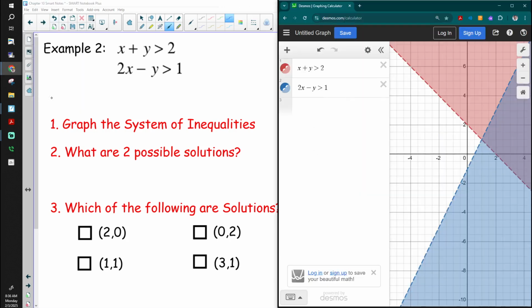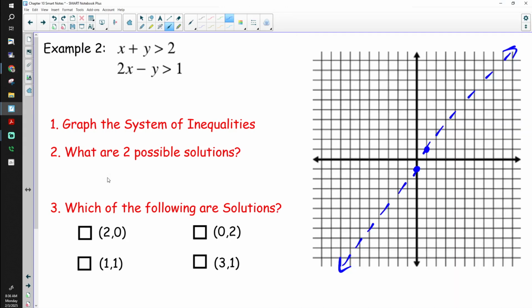Dotted line, and I got a shade under. Take my highlighter, you take your colored pencil, give it a little shade. There's one of my lines.